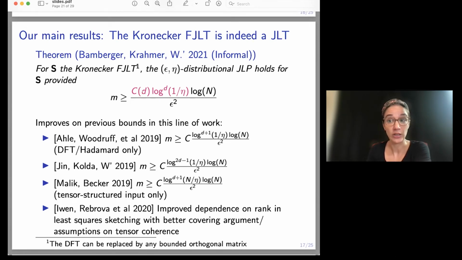So that's not good, but it's okay for small d. Log n over epsilon squared is being the same. And so this is the sacrifice that we have: log of 1 over eta to the D power as we increase the tensor degree or increase the structure. And this improves on many lines of work that considered these types of sketching matrices a couple years ago.